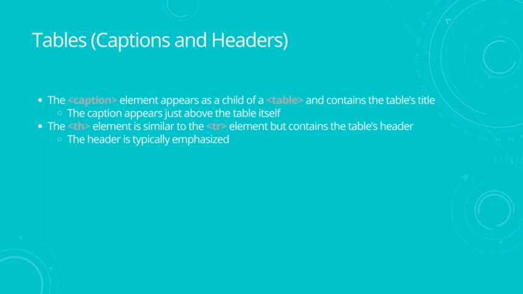Now the table caption and headers. The caption element appears as a child of a table and contains the table's title. The caption appears just above the table itself. The th element is similar to the td element but contains the table header. The header is typically emphasized.